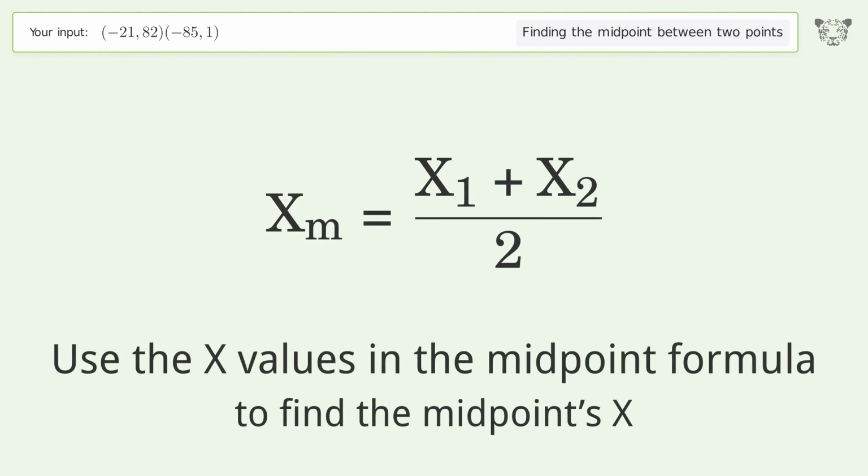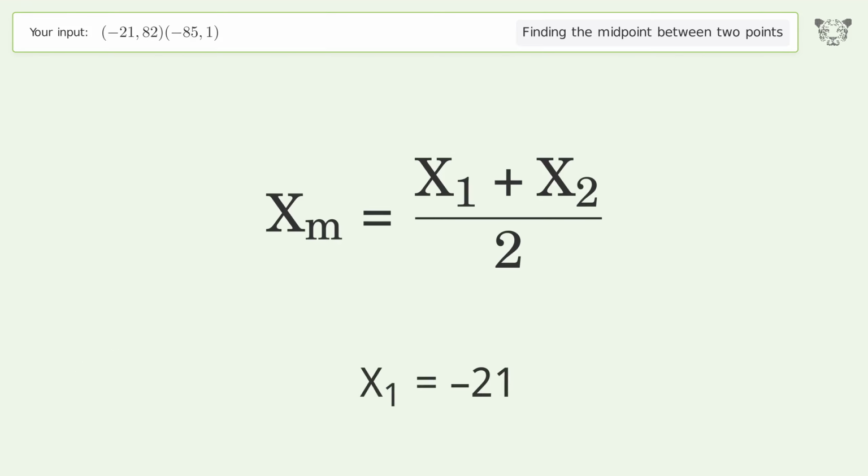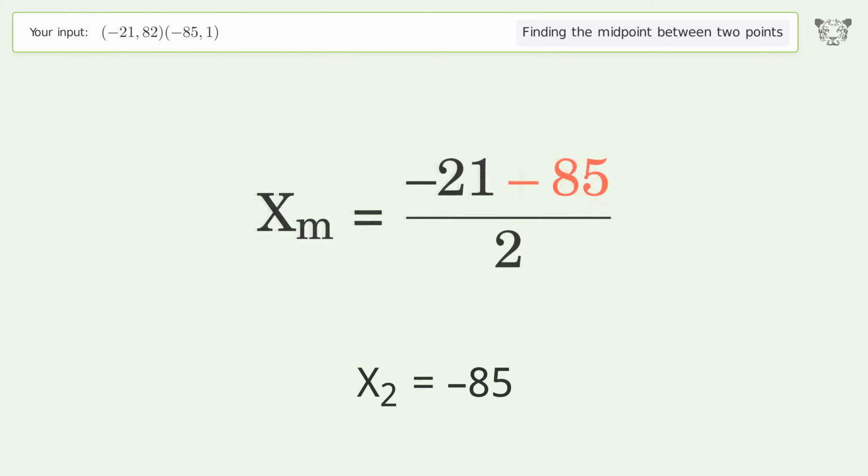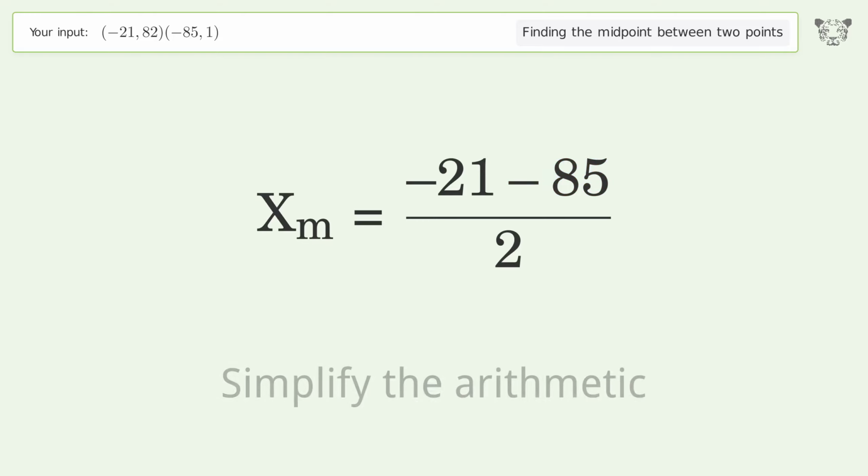Use the x values in the midpoint formula to find the midpoint's x. x1 equals -21. x2 equals -85. Simplify the arithmetic.